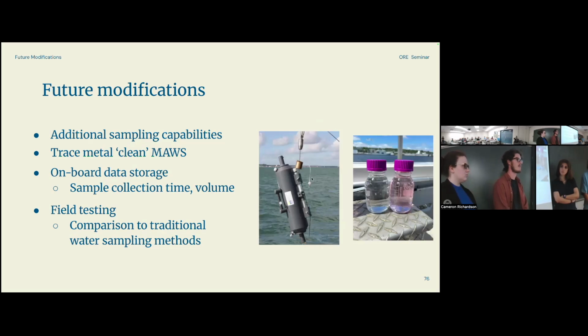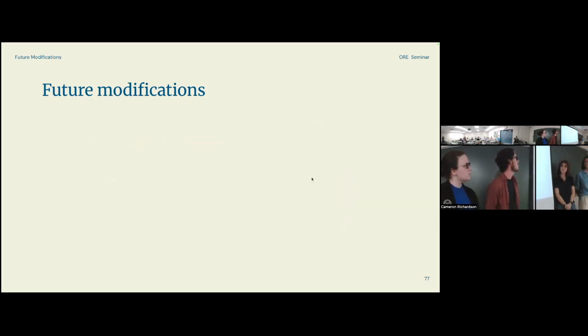And then also we're hoping to do some field tests and compare our auto sampler to traditional water sampling methods, that being the Niskin sampler here on the left, and just like a normal grab sample, and just see if our solution is viable. Just a few more modifications.